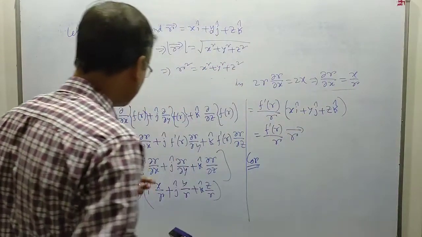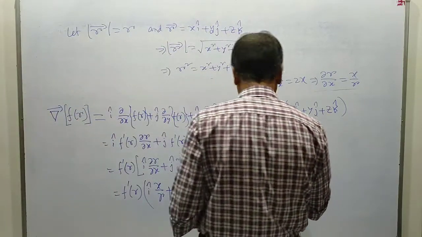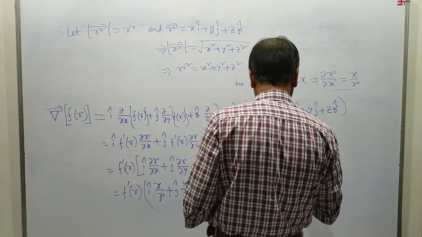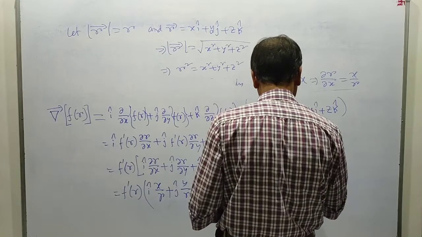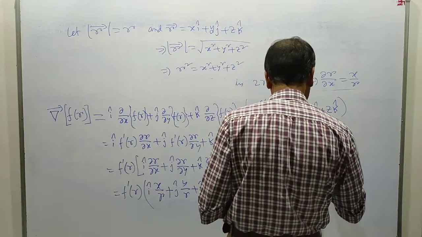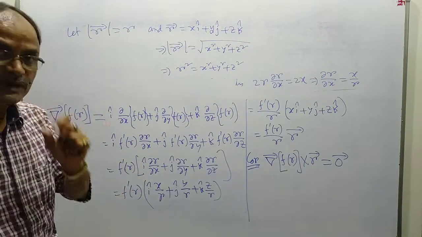You may write it here, the gradient of R also. Corollary: gradient of f(R), cross product of R vector equal to 0 vector. Definitely it will be like this.